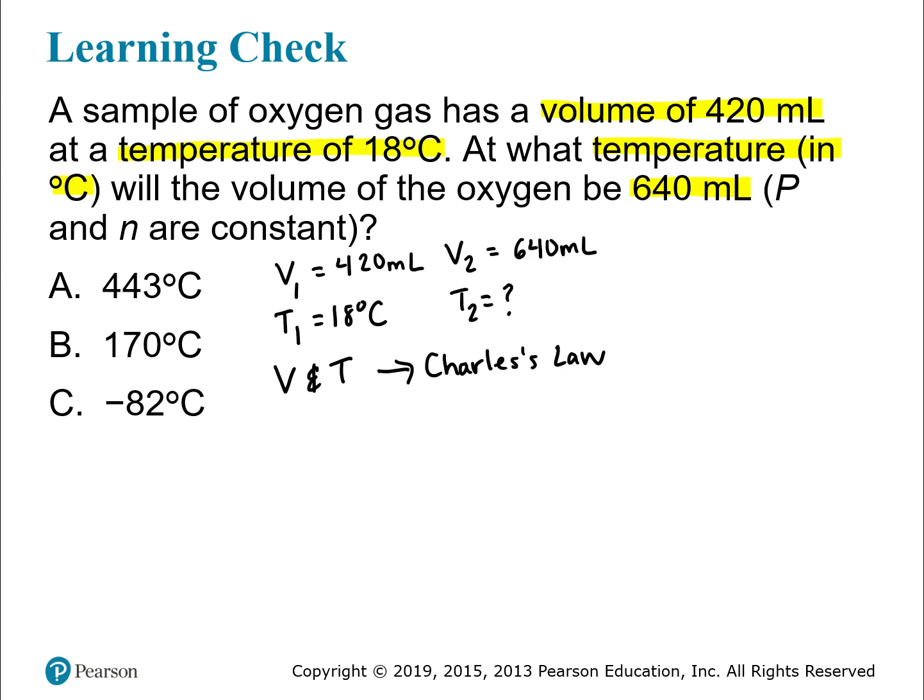Now let's just do a quick logic check. And I always do this before I get to my calculator. Temperature and volume are directly related. So if the temperature increases, volume increases. Temperature decreases, volume decreases. Here we're looking at the volume when we go from 420 to 640. That means that we have an increase in our volume. Since they're directly related, that translates to an increase in our temperature. So T2 should be bigger than T1. We can keep that in mind as we continue on with our problem.